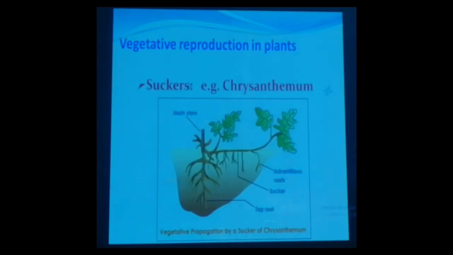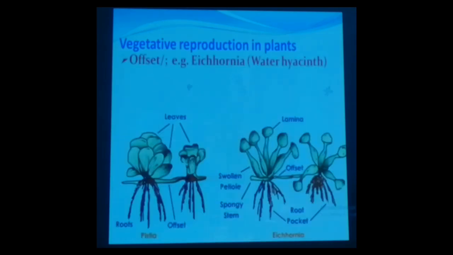Here you can see the suckers, very common in chrysanthemum. The chrysanthemum plant bears the flower during the maturity of the parental plant. You can see the side growth, and this grows on the soil layer, leaving behind the adventitious roots, and there will be a sucker to help it get attached to the soil layer, and there the adventitious roots grow, and the stem also will grow into a new individual, and this is what we consider a vegetative mode of propagation.